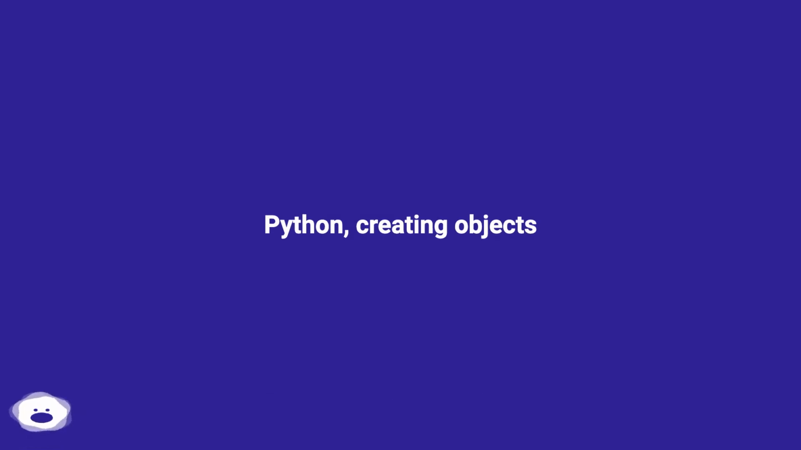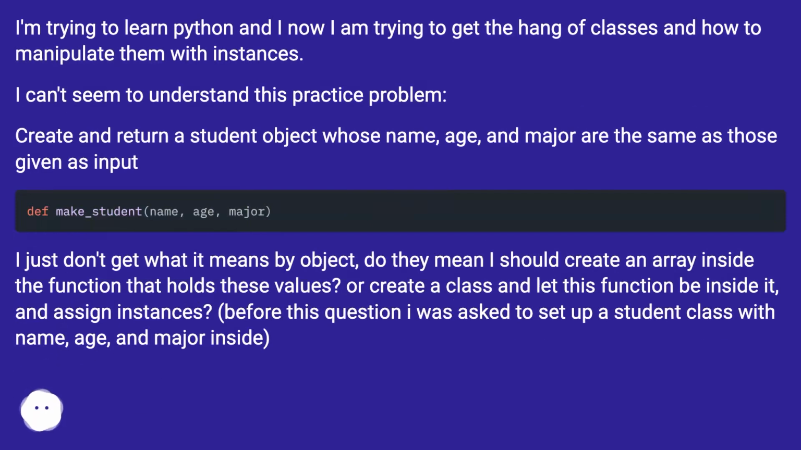Python, creating objects. I'm trying to learn Python and I am trying to get the hang of classes and how to manipulate them with instances. I can't seem to understand this practice problem. Create and return a student object whose name, age, and major are the same as those given as input.